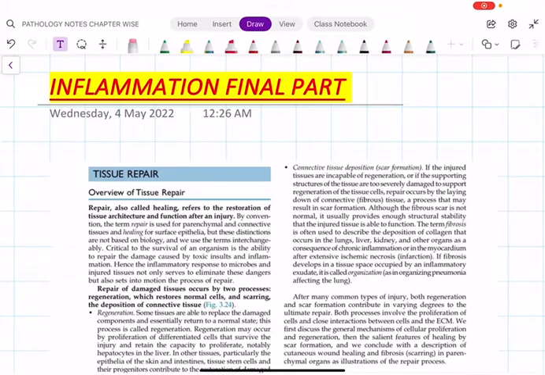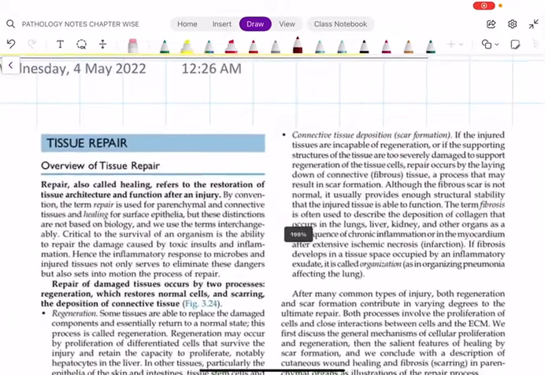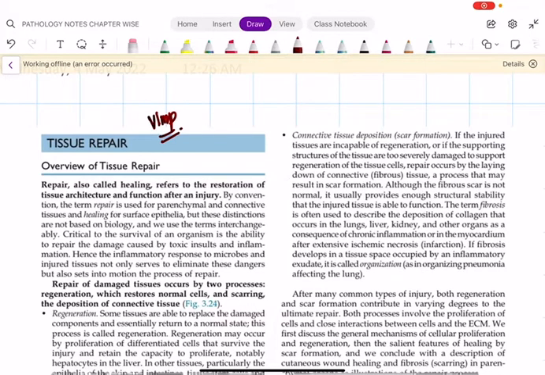Now we are going to see in detail about the process of tissue repair. You should know this process because almost all injuries heal by scar formation or fibrosis.